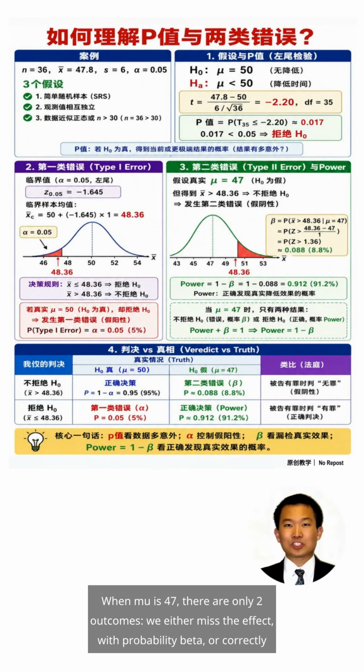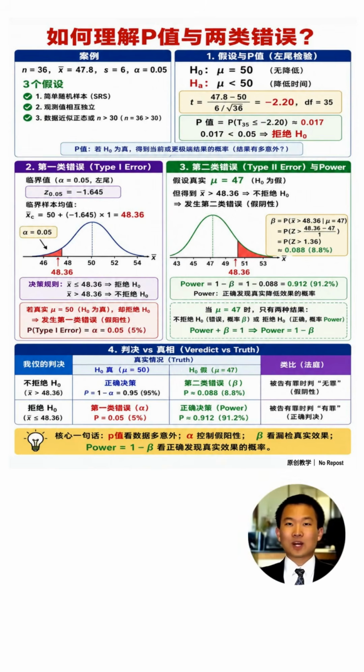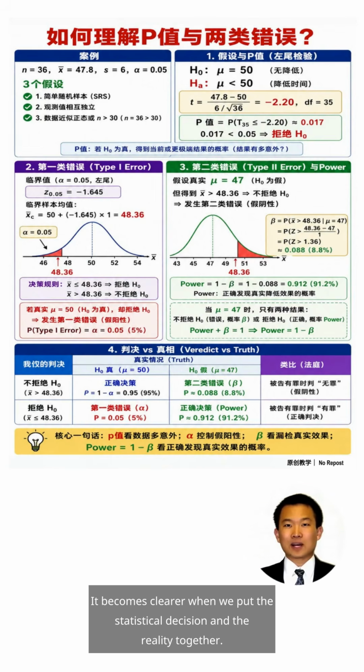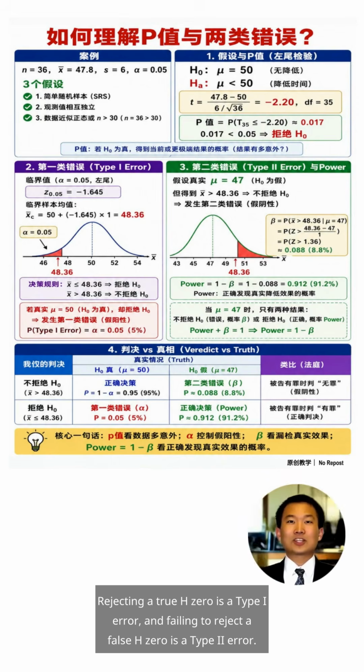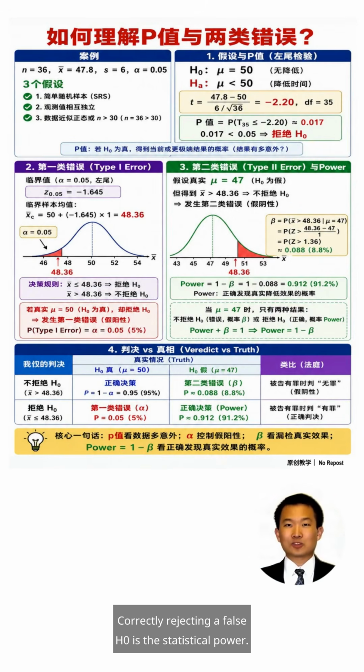When mu is 47, there are only 2 outcomes. We either miss the effect with probability beta, or correctly detect it with probability equal to the power. Therefore, the power equals 1 minus beta, which is 91.2%. It becomes clearer when we put the statistical decision and the reality together. Rejecting a true H0 is a type 1 error, and failing to reject a false H0 is a type 2 error. Correctly rejecting a false H0 is the statistical power.